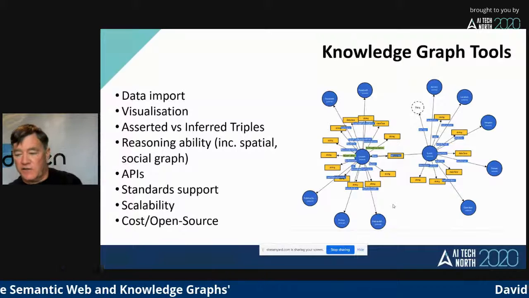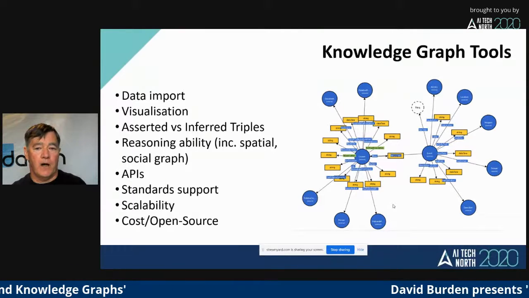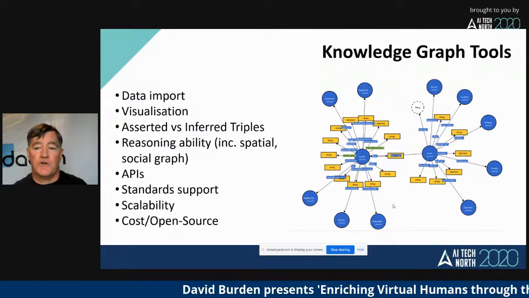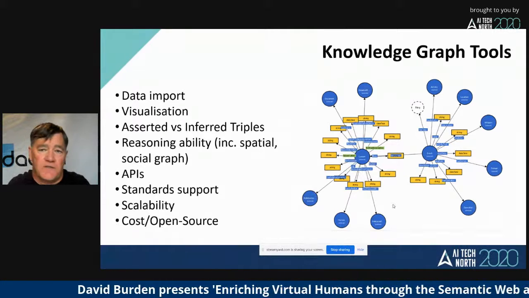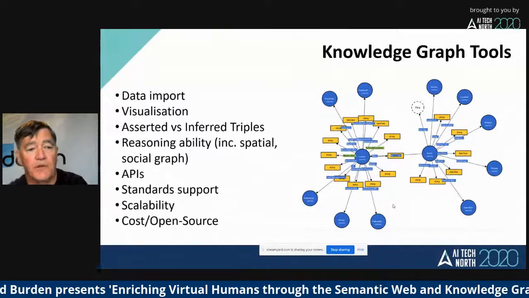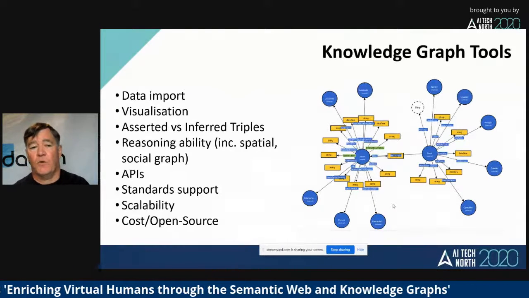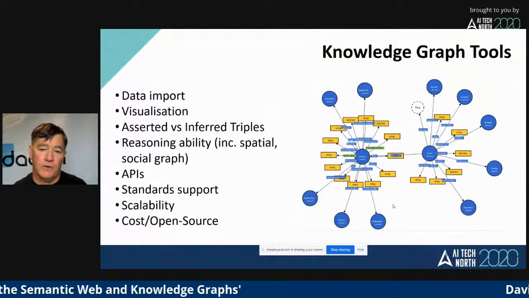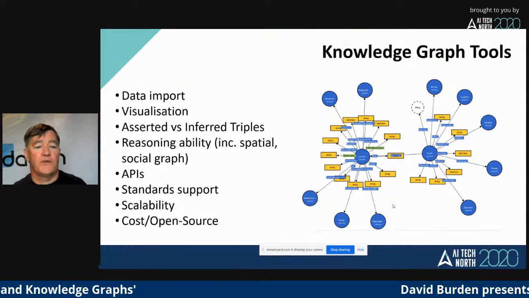And the sort of things to think about are the ease of getting data into these systems, the sort of visualization tools, because you're going to have tens, hundreds of thousands of triples in there, so you can't really understand what's in there just by looking at a tabular list. You really need something that will give you a good visual understanding of what's in there.